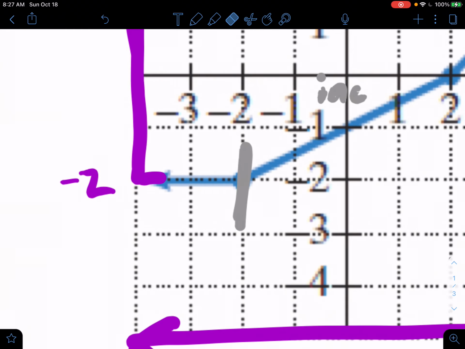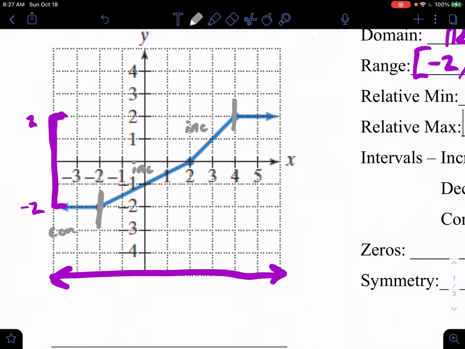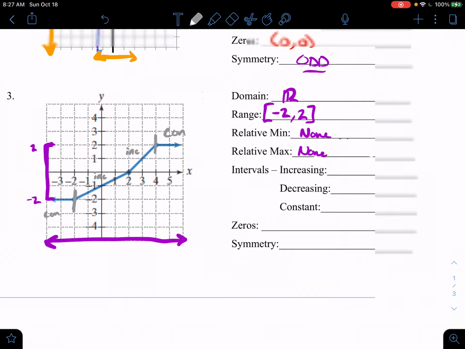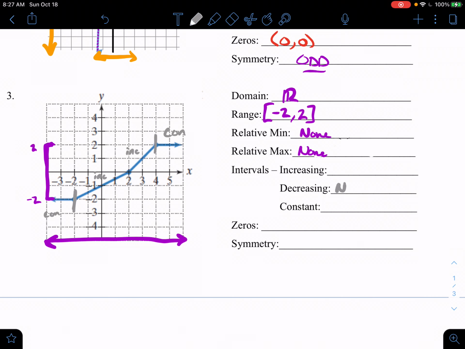Down to the bottom left here, we are constant over here because we are flat, right? Our graph is flat going out that way, and we're also constant up here. So we don't have any interval where we are decreasing, so we can simply say none there. But we are increasing from -2 all the way over to 4 here. So increasing from -2 to 4.